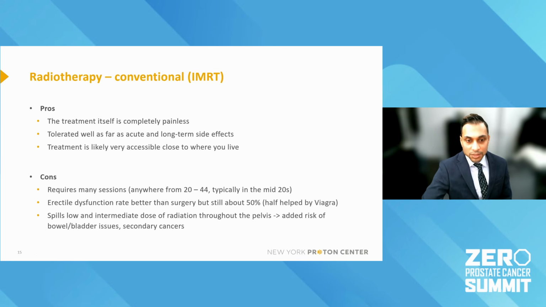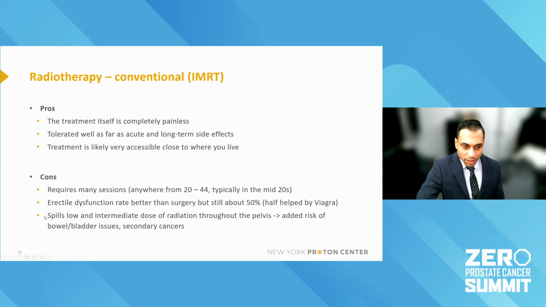Some places can be very inconvenient. Some places are still treating as many as 44 fractions. Most of this has been coming down now to the mid-20s. So that means you get treated 20 sometimes, 26, 28 times, as opposed to 44. But that's still several times going back and forth, 5 days a week for several weeks. The erectile dysfunction rate is better than surgery, but it's still about 50-50. It's still not great compared to other possible modalities out there.